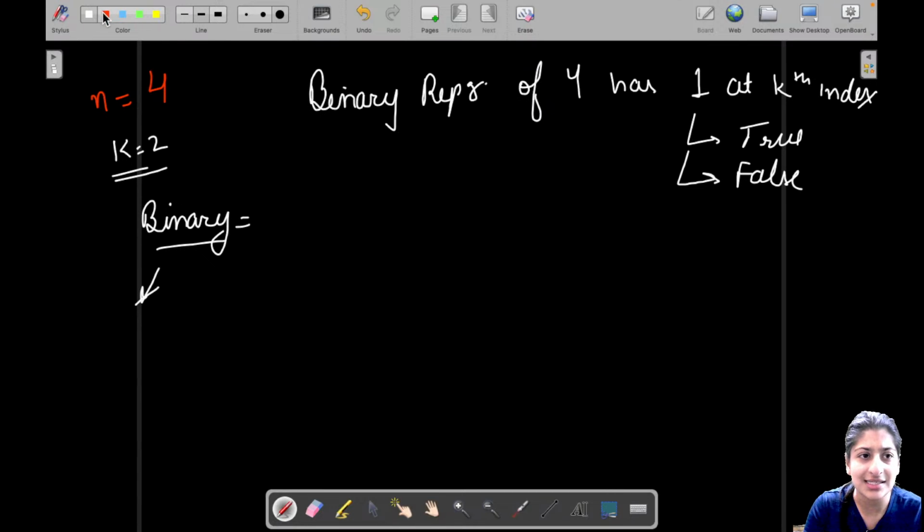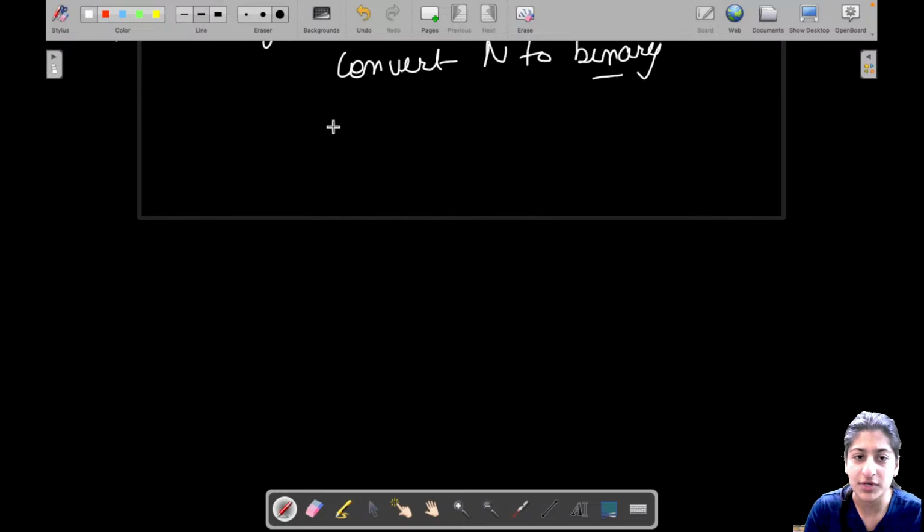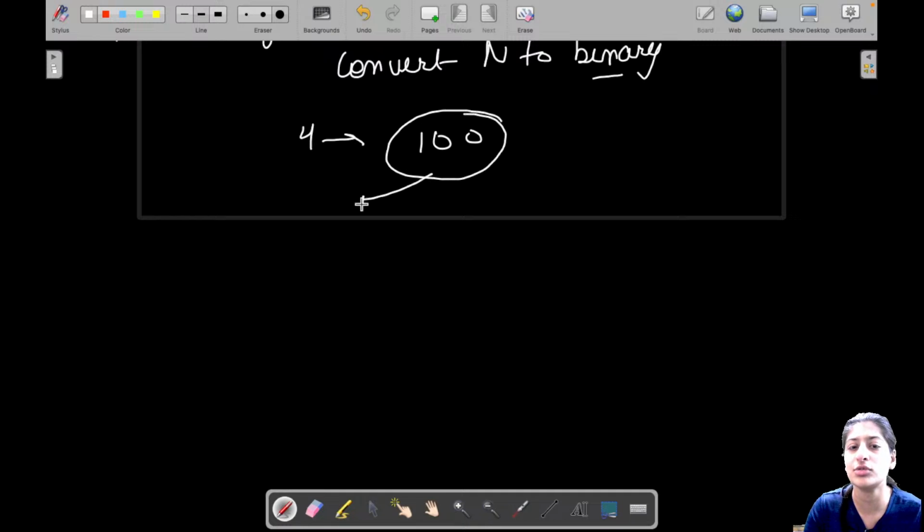So first of all, let's discuss the naive approach. What can be the brute force approach? You convert n to binary form and store it in some number or string or whatever you want. So first I will convert n into its binary, that is 100, and then I store this 100 in some storage, and then I iterate over this 100 bit by bit. This is your zeroth index, this is first index, this is second index, and they have asked for k equal to 2.